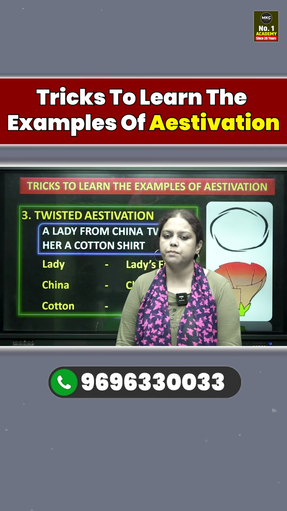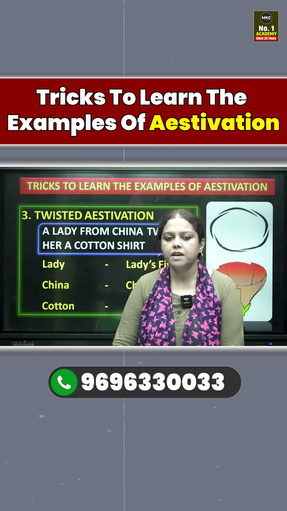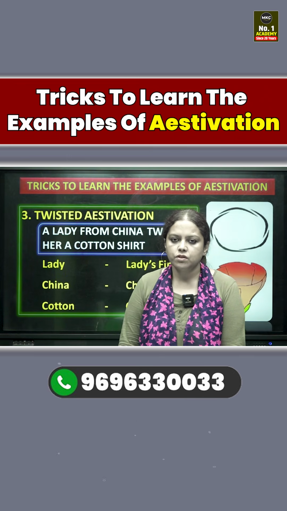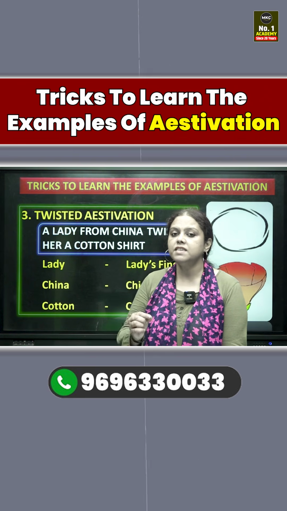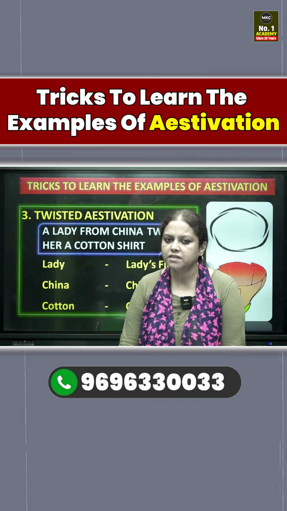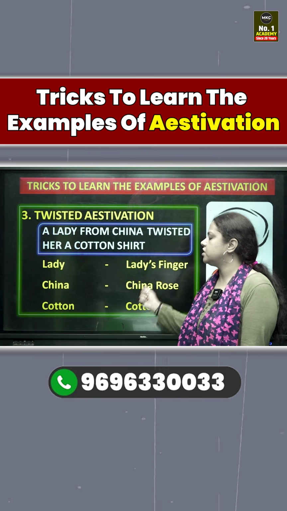The margins of the sepal or petal, they overlap the margin of the next one in a particular direction. So there is overlapping of the margins, but in a particular direction. So what is that easy trick that will make you remember the examples? The easy trick is, a lady from China twisted her cotton shirt.